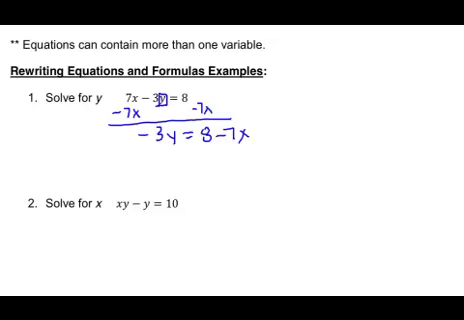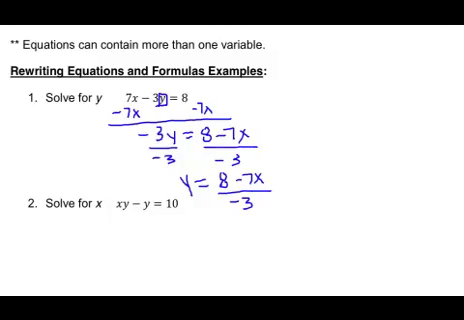Next, we need to get rid of the negative 3. We know it is multiplied by y, so we want to do the opposite operation, which is divide by negative 3. And we're going to divide everything on the right-hand side by negative 3. So we have y equals 8 minus 7x over negative 3.